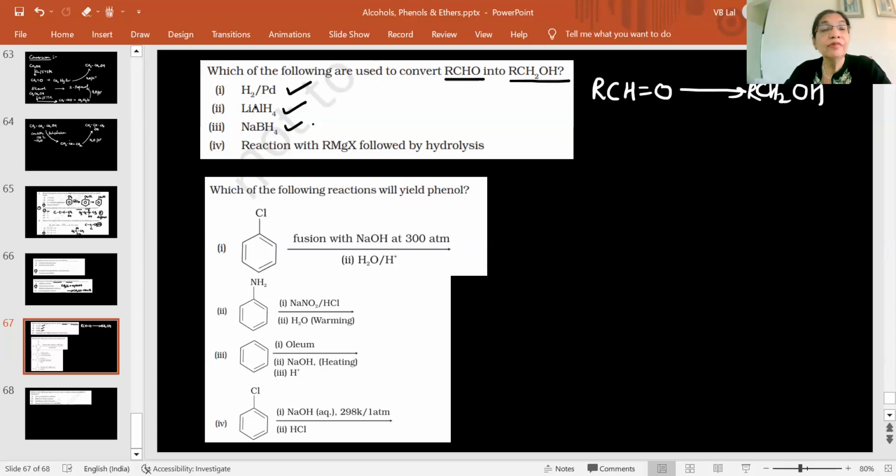Very good. Which of the following reactions will yield phenol? We have already done methods of preparation of phenol. Which will give phenol? Tell me. These are the 4 choices. Which one of them will give phenol? All of you answer together. Can the first one give phenol?